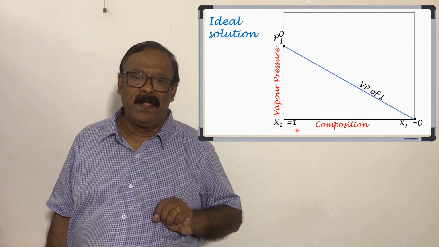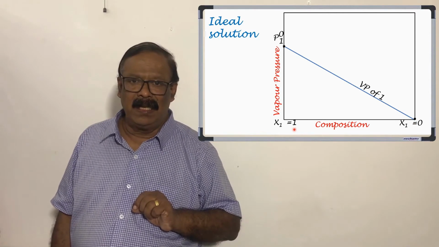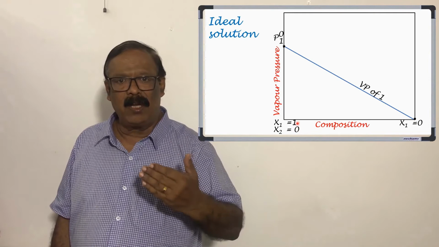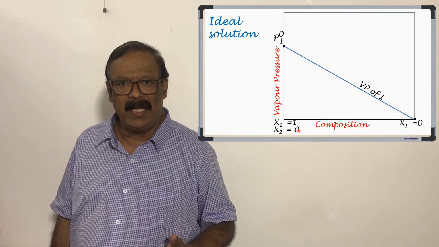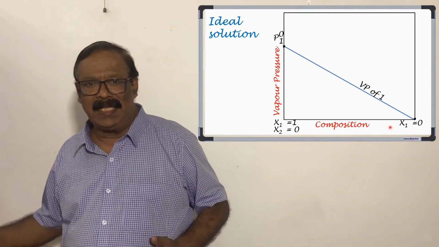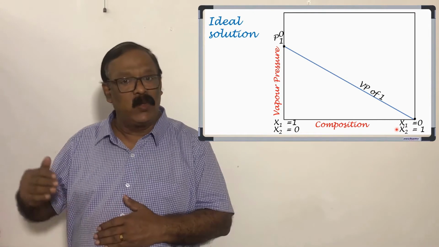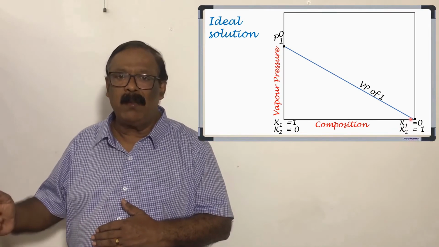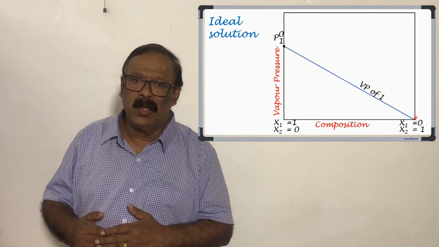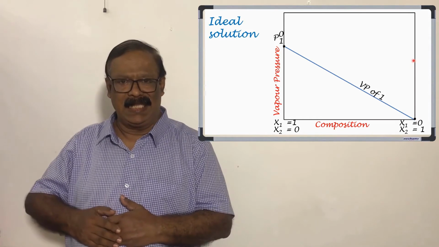Similarly, now at this point, x2 is equal to 0. When x1 is equal to 1, automatically x2 will be 0. And along the x-axis, at the other end, x2 will be equal to 1. When x2 is equal to 1, this is the pure component 2, and the vapor pressure will correspond to P02 along the vapor pressure axis.